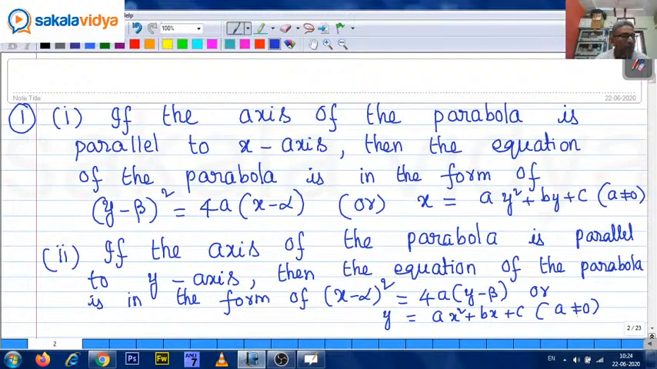Okay. All the concepts related to 1 and 2 can be obtained using y square is equal to 4ax and x square is equal to 4ay itself only. So that means if you translate the axes to alpha comma beta, you will get all the conditions whatever we have discussed. Understood now?